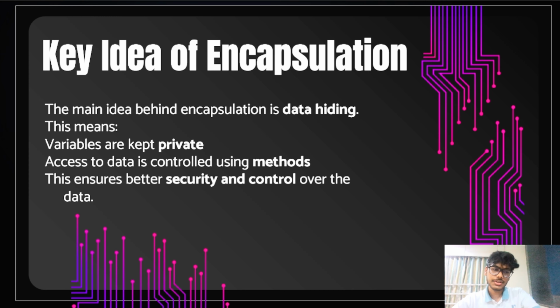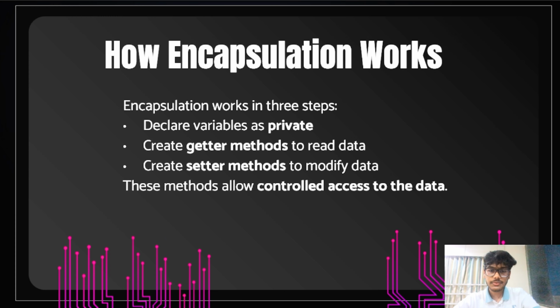Now, how does encapsulation work? Encapsulation in Java works in three simple steps. Step 1, we declare variables as private. This ensures that they cannot be accessed directly from outside the class. Then step 2, we create getter methods. These methods are used to read or access the data. Step 3, we create setter methods. These methods are used to modify or update the data. So instead of directly changing a variable, we go through these methods. This way, we get control and secure access to our data.